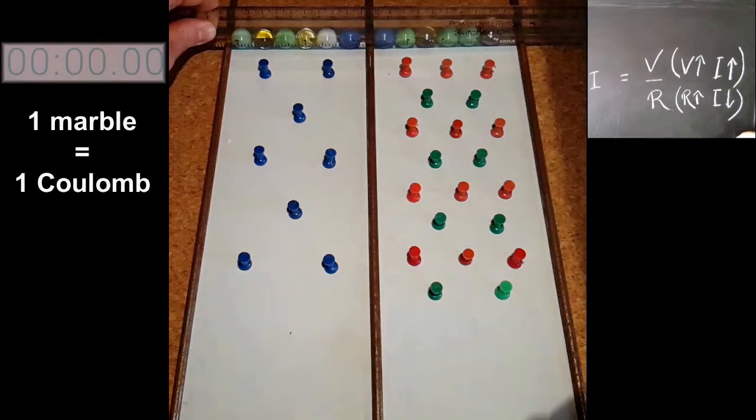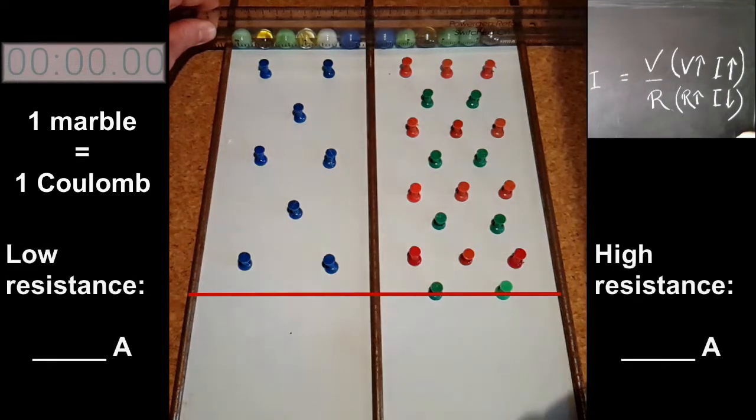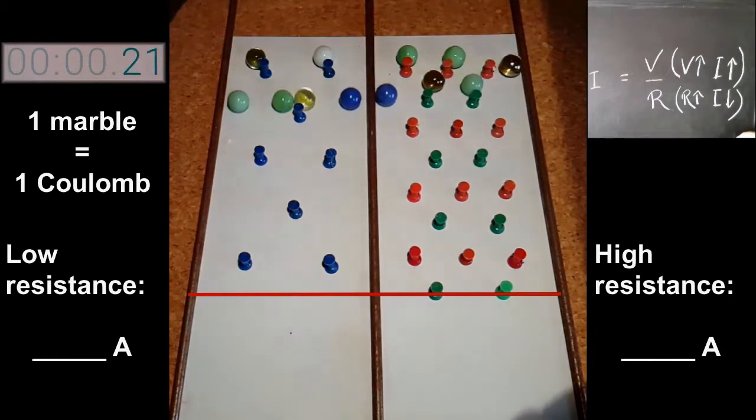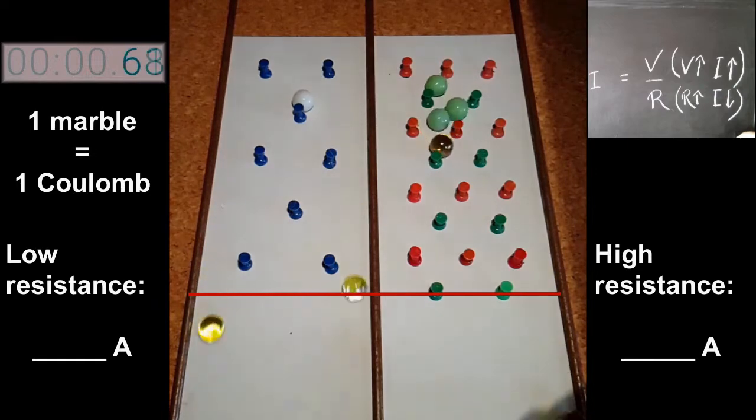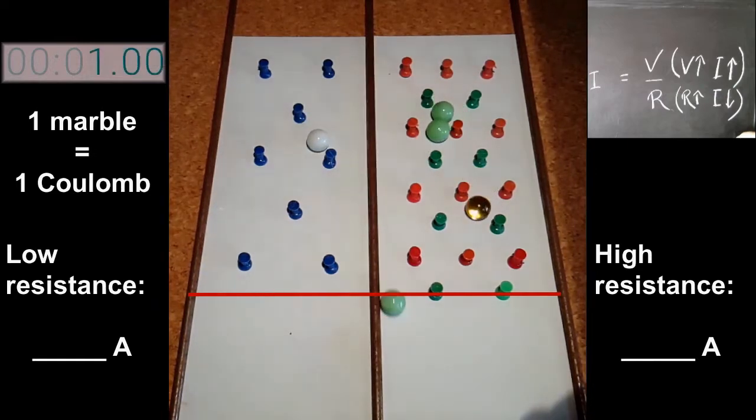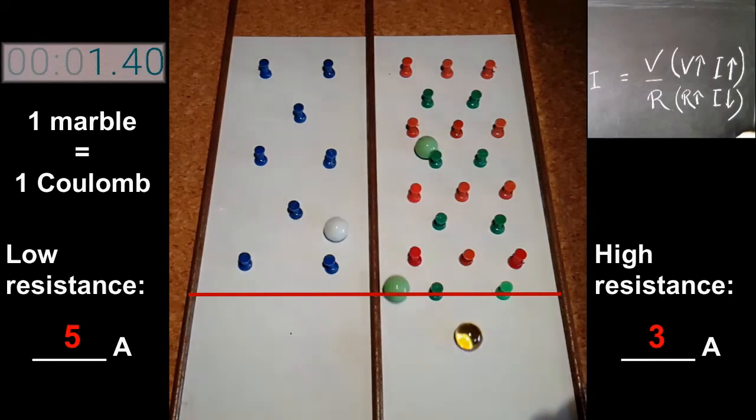And we're going to count how many marbles passed beyond this line in the first second. And that'll give us how many coulombs per second past that point. This will give us a value in amps for the low resistance and the high resistance wire. Remember there are 6 marbles on each side. Let's pause it at 1 second. On the left, 5 coulombs have passed that line in 1 second, that's 5 amps. And on the right, 3 coulombs have passed in 1 second, that is 3 amps.